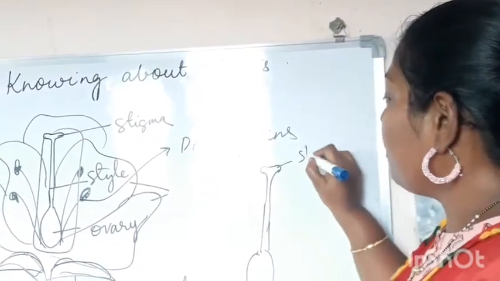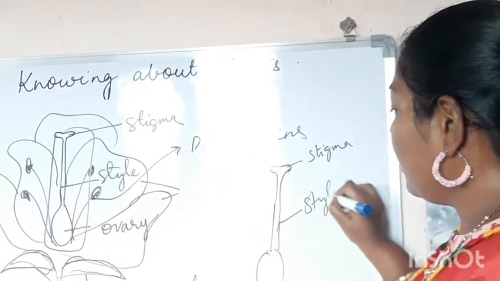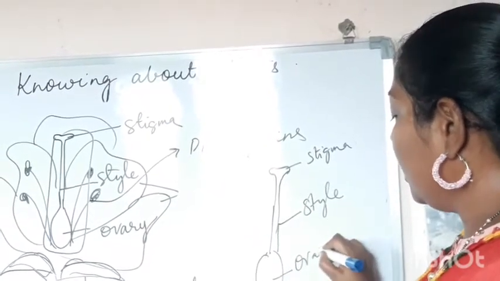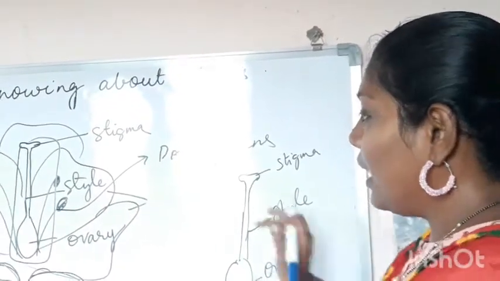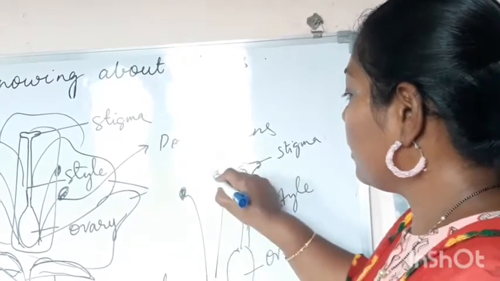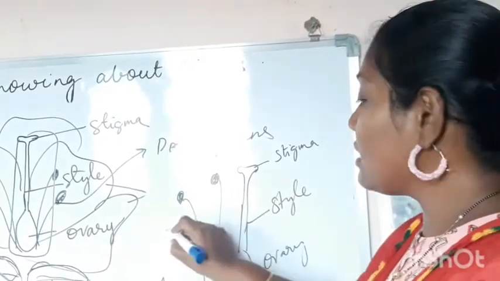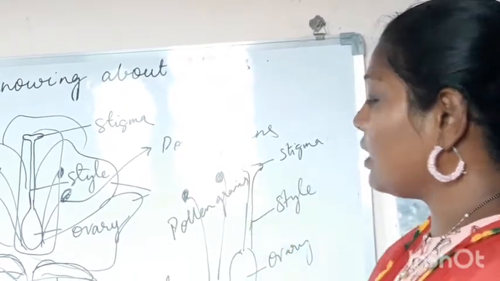This contains three parts called as stigma, style and ovary. Stigma, style and ovary. And also I have drawn another things like this. These are called as pollen grains. What are these called children?